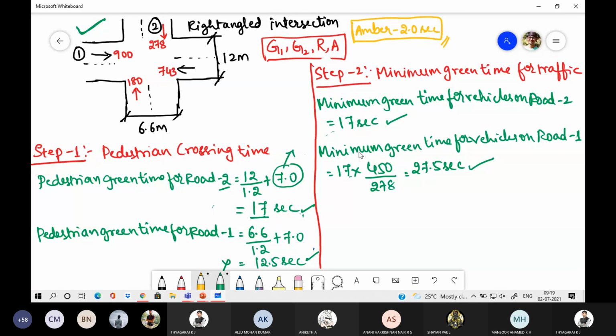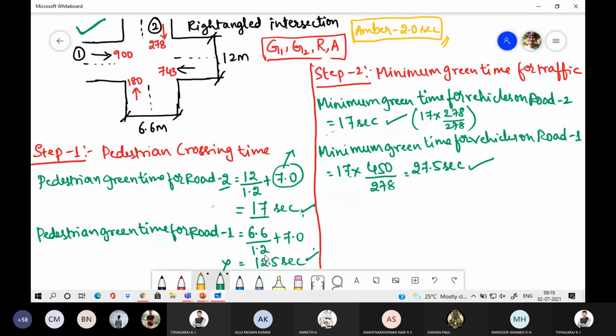Sir, explain once again, sir. Okay. So here we have got 12.5 seconds and 17 seconds. Whatever maximum green time we provide for pedestrians will be considered as the green time for all the roads, for all the approaches. So for road 2 we have already got 17 seconds, so we will leave it as it is, and you can write this one as 17 into 278 divided by 278 also, that is, volume on road 2 divided by volume on road 2.